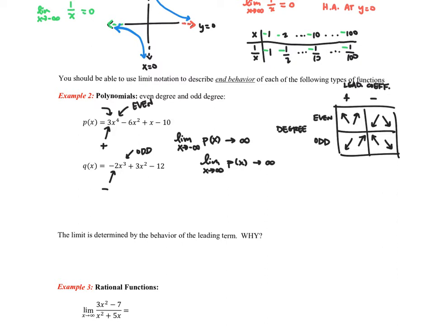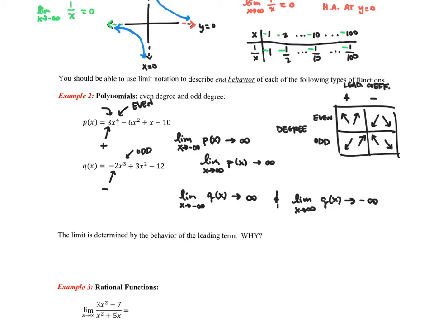All right, q of x fits the model in the bottom right quadrant of our table here. The leading coefficient is negative, that -2, and the degree is odd with the third degree term. Therefore, we could say that the limit as x approaches negative infinity of q of x heads toward positive infinity, and the limit as x approaches positive infinity of q of x heads toward negative infinity.